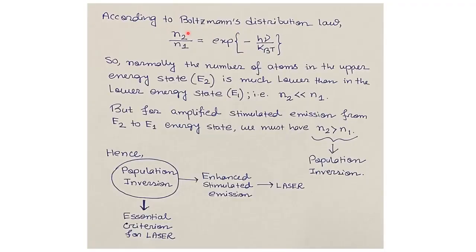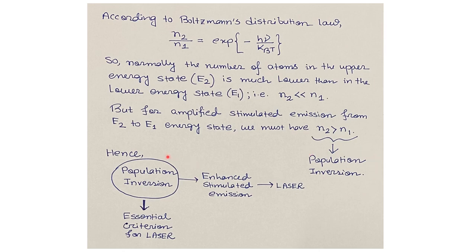According to the Boltzmann distribution law, we have seen N2 divided by N1 equals exponential of minus h nu divided by kBT. So normally the number of atoms in the upper energy state E2 is much lower than in the lower energy state E1, that is N2 is very much less than N1. But for amplified stimulated emission from the energy level E2 to the energy level E1, we must have N2 greater than N1. This condition is known as population inversion.